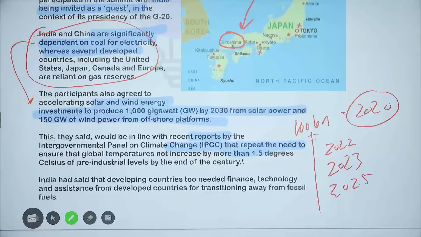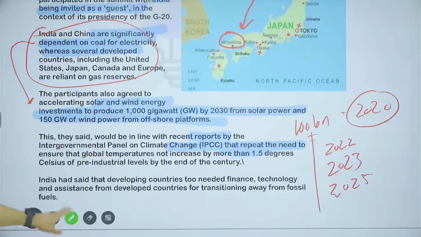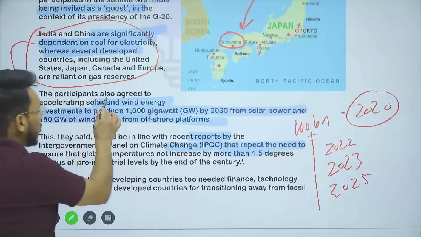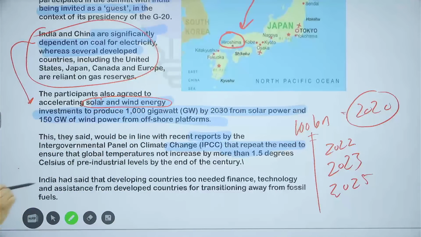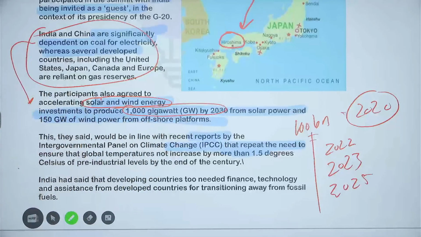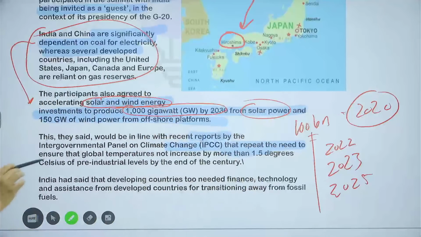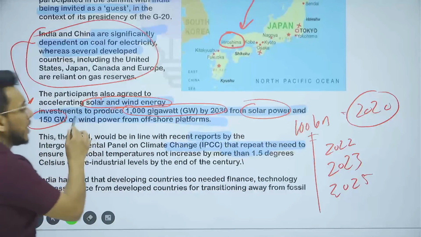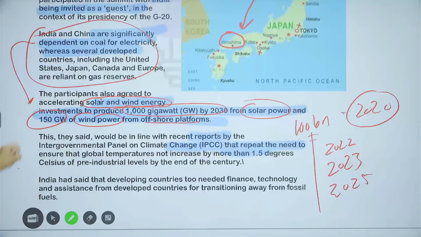Apart from that, the participants in this G7 meet, that is a climate and energy ministers meet that has happened, have also agreed that we will try to increase the investments in solar and wind energy, and we will try to ensure that 1,000 gigawatt of electricity by 2030 is coming from solar power and 150 gigawatt is coming from wind power, offshore wind power platforms. This is also something they have talked about.